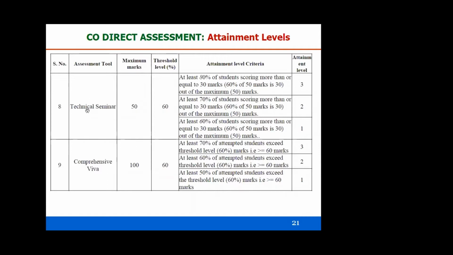Okay, even if a seminar component or comprehensive viva is there, it depends on your curriculum. But mainly theory and practical courses are common for all, so for that you have to define the levels carefully.